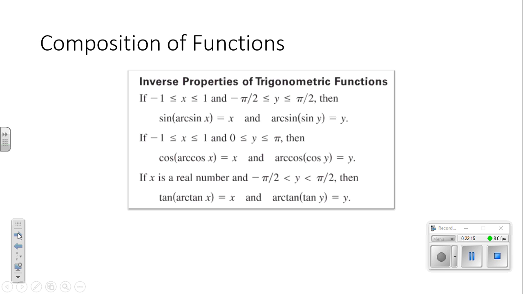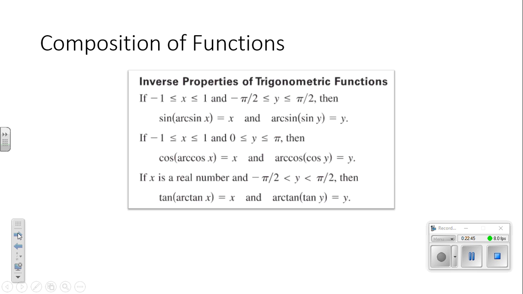So if we want to undo a squared term, we take the square root, and those two pop away, and you're left with whatever was underneath the radical. Same idea here, okay? So the sine of the arcsine of x will be x, and the arcsine of the sine of y will be y. And likewise, the cosine of the arccosine of x will be x, and the arccosine of the cosine of y will be y. Okay? And same thing with the tangent.